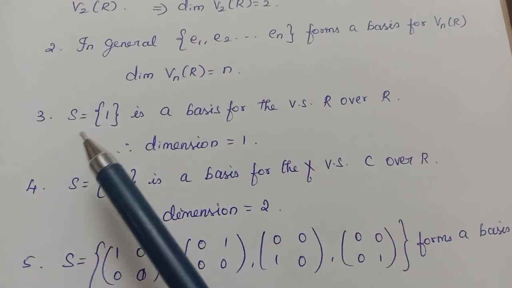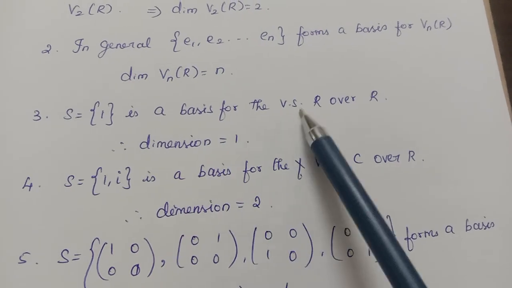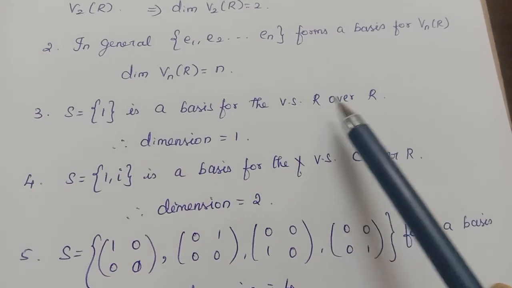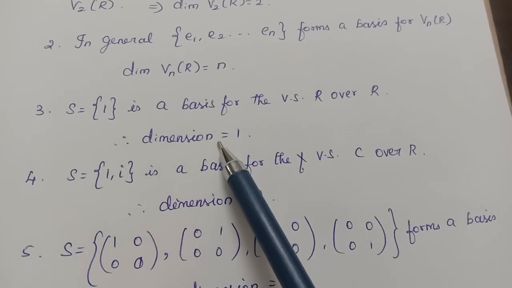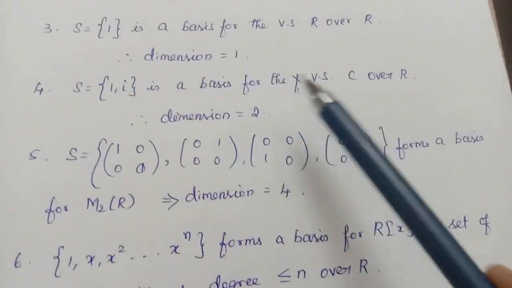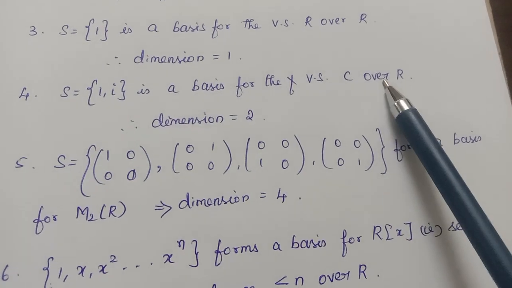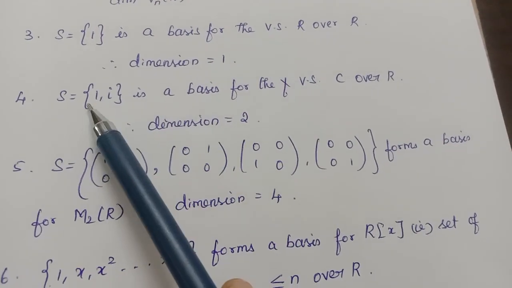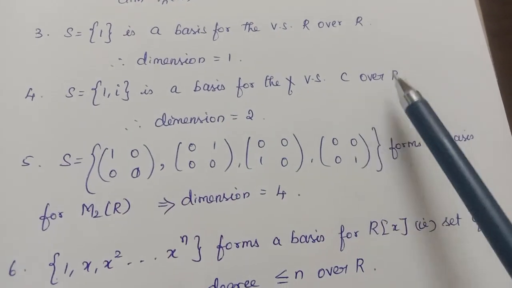And the singleton set 1 is the basis for the vector space R over itself. R is a vector space over itself, and its dimension is equal to 1 because only a single element is there. And then we know C is a vector space over R. So what is its dimension? 2. What is the basis? 1 comma i. This generates the full set C over R.